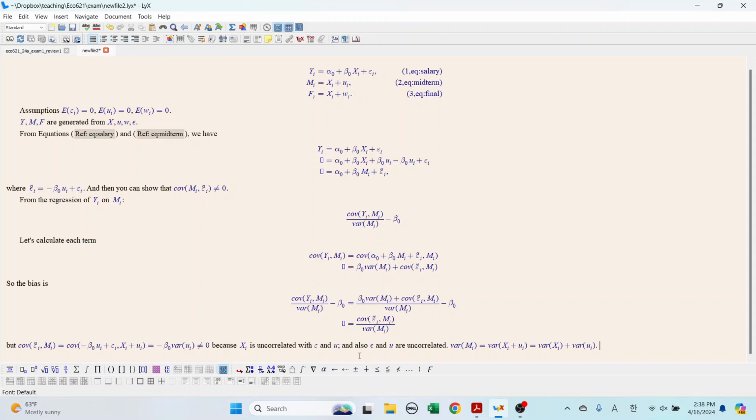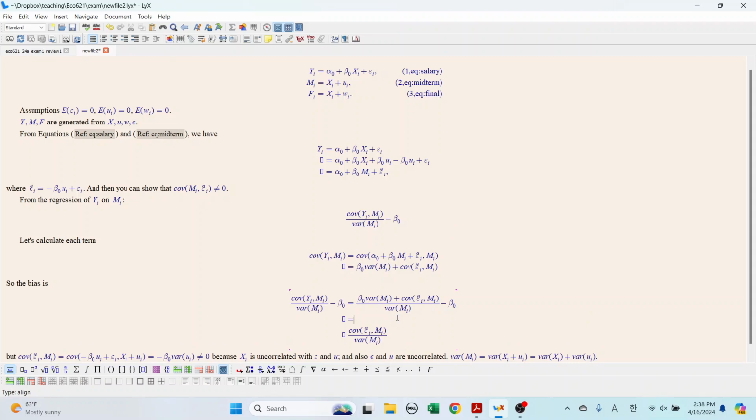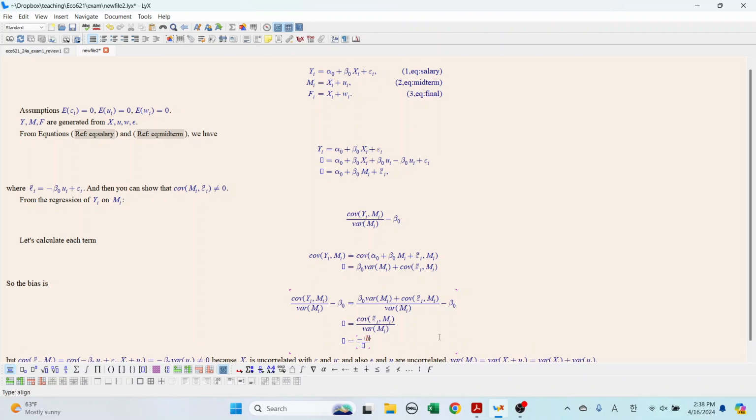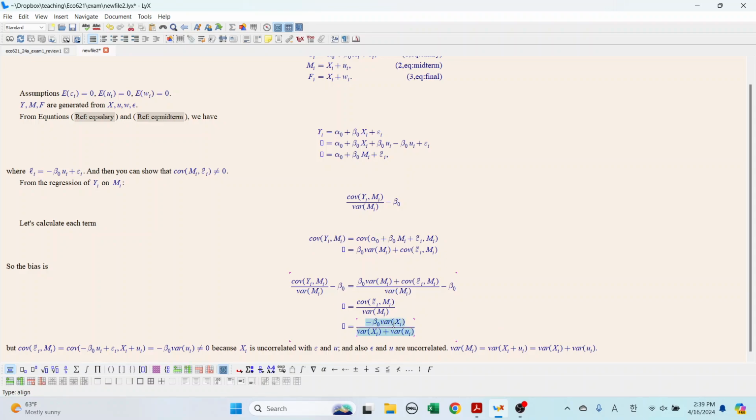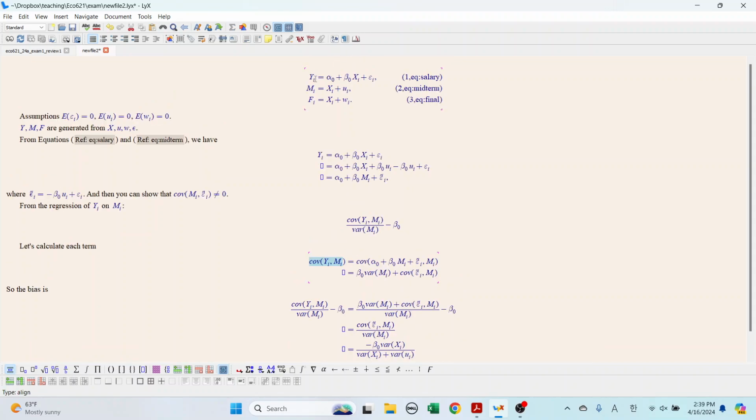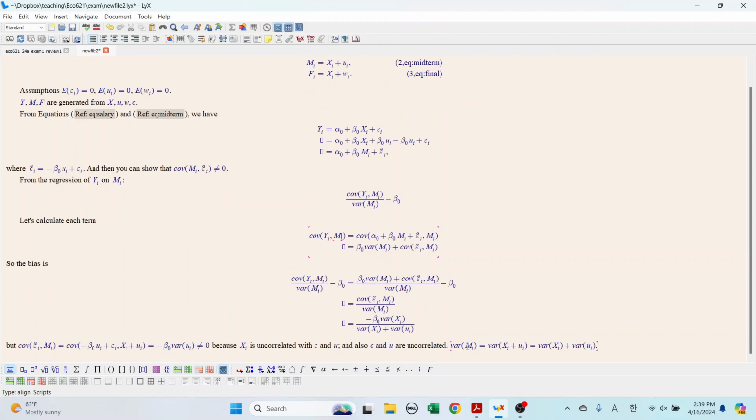That is, in the end, the bias, the best answer, is like this, minus beta 0 variance x divided by this guy, right? That is the bias, okay? This is how you do it. Or you can directly plug equation 1 into here, plug equation 2 directly into there, and in the end you will get the same thing.